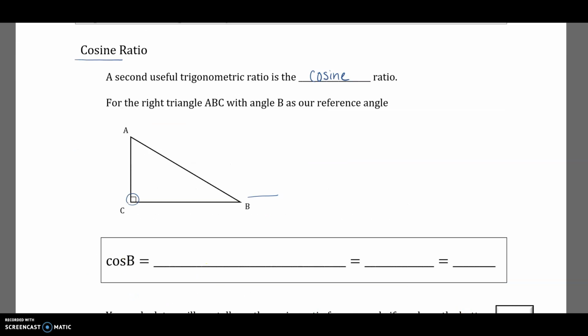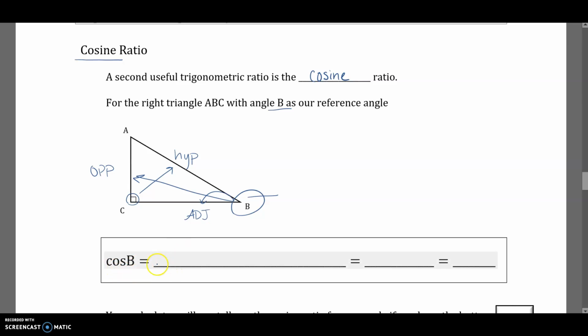So we have right angle C. Across from that is always the hypotenuse. And if we're using reference angle B, across from our reference angle is the opposite side, and beside our reference angle is our adjacent side. So the sine ratio is a comparison of the opposite side to the hypotenuse.